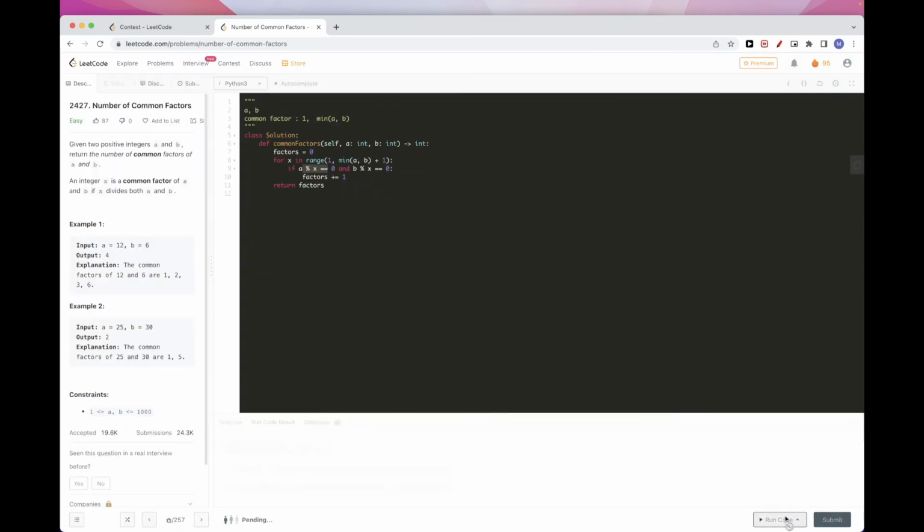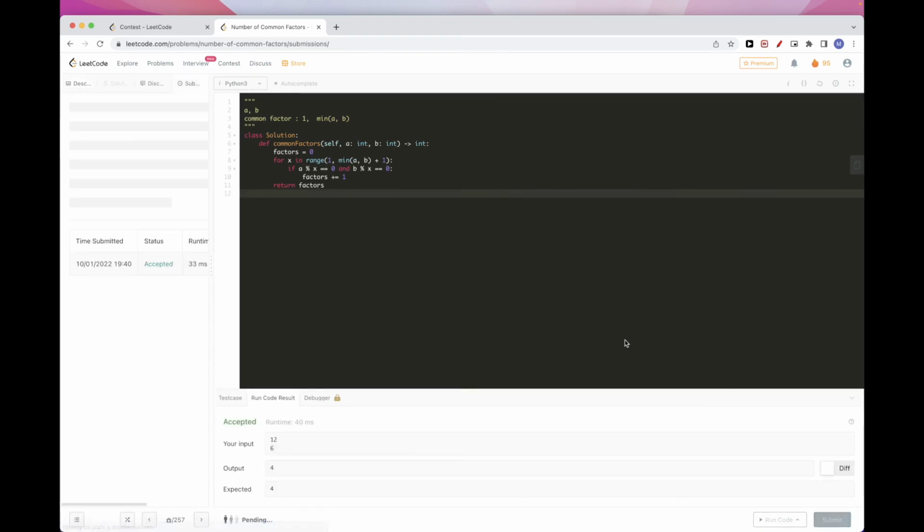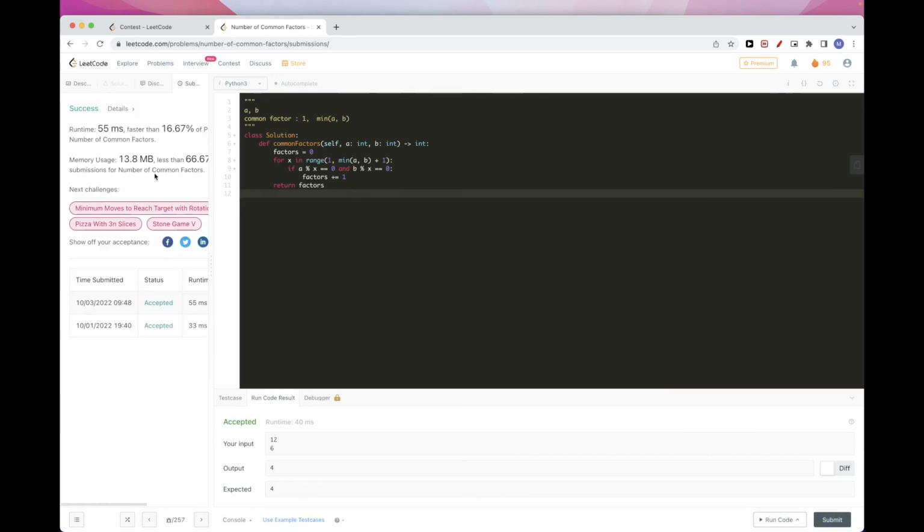And so here we can just run this and submit. And that passes test cases. In terms of time, this is O of the min of a and b. And in terms of space, it's O of one space.